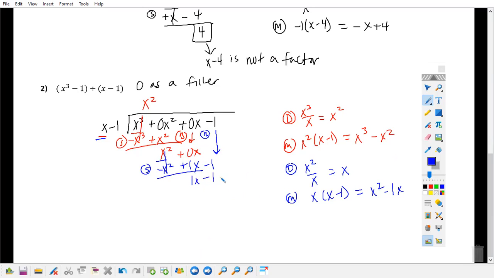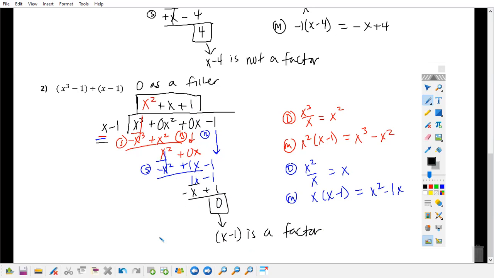So we have 1x minus 1. Now we're going to divide. What is 1x divided by x? 1. So we're going to have, I forgot my x up here, now we have plus 1. And then we're going to multiply x minus 1. And then we change signs. And what do you notice happened now? It cancels out. Everything zeroes out. So that tells us that x minus 1 is a factor, and that our quotient is x squared plus x plus 1.